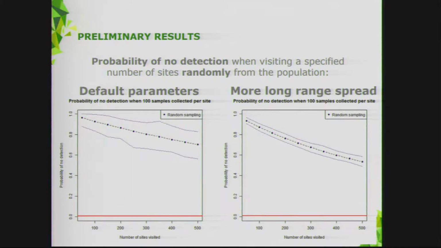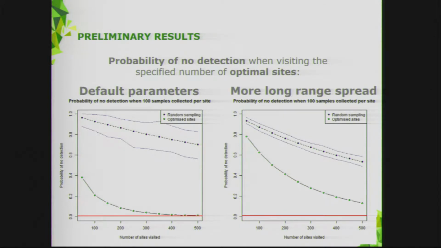This red line at the bottom basically shows the best possible approach if we were to sample every single site in the uninfected zone. So that's the best we can possibly do. And as you'd expect, as we increase our number of samples in both cases, we reduce the probability that we fail to detect infection. This effect is probably more pronounced when we have the longer range spread and therefore the kind of wider distribution of spread from that infected zone.